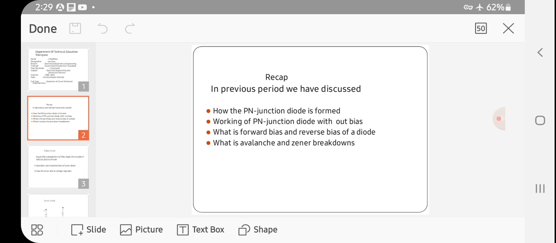At this stage, breakdown of the junction occurs, characterized by a sudden rise of reverse current and a sudden fall of resistance of the barrier region. This may destroy the junction permanently.